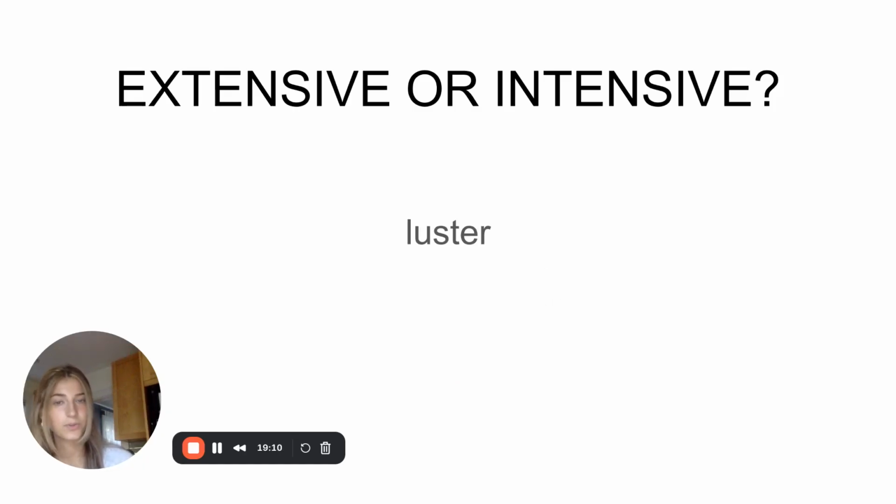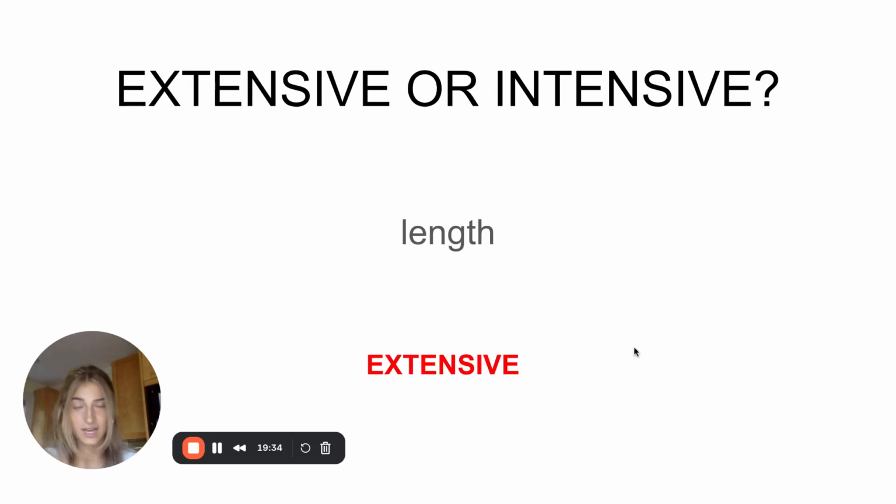Luster. 3, 2, 1. This is intensive. Luster, it's kind of a weird word. It's the first time in chemistry class I'd ever heard of it. It means how shiny something is, so that's something that you can see with your eye. So that's intensive. Length. 3, 2, 1. Extensive, it again matters on the size, obviously.